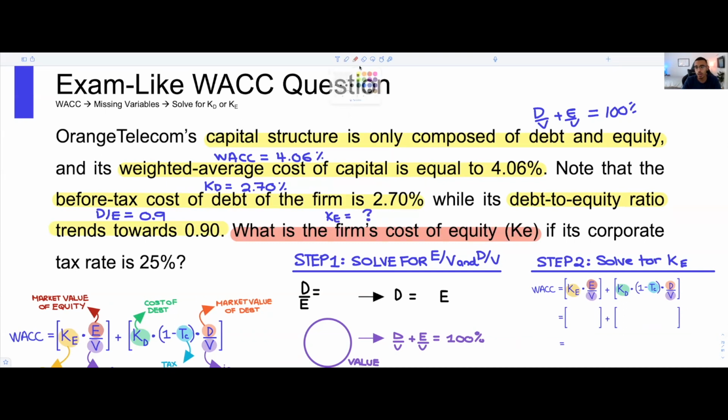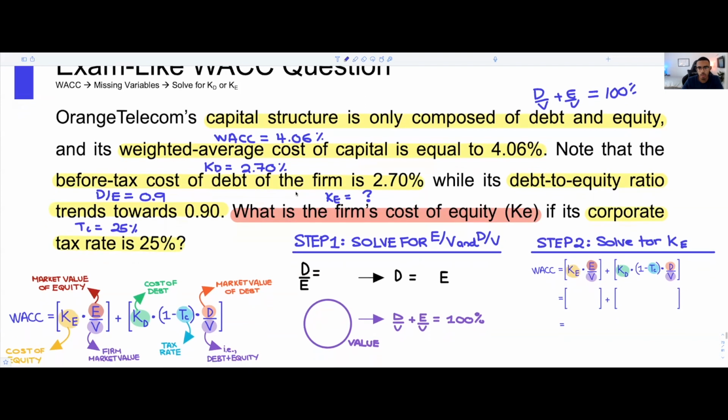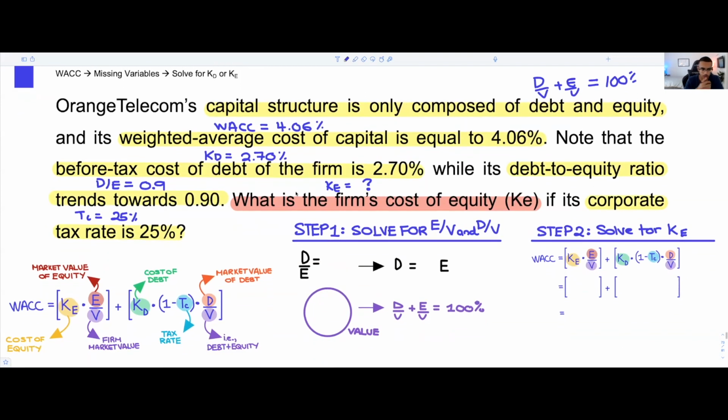Now we're also letting you know, well, check this out. The corporate tax rate in this case is 25%. Okay. So if we were to go ahead and look at our WACC formula, we would notice that we have some things here. We could work with these numbers. We have our cost of debt, which is awesome. We have our WACC, also dope. We have our tax rate, and we have our debt to equity ratio.